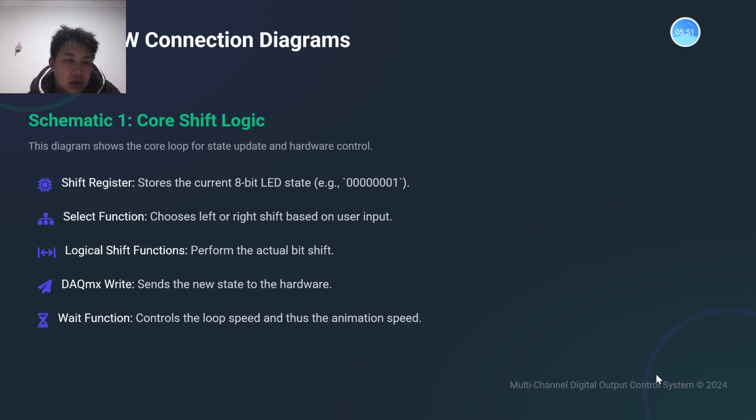How to connect in LabVIEW with the core shift logic. The shift register stores the current 8-bit LED state. Select function: choose left or right shift based on user input. Then logic shift function: perform the actual bit shift. And DAQmx write: send the new state to the hardware. And the wait function controls the loop speed and thus the animation speed.